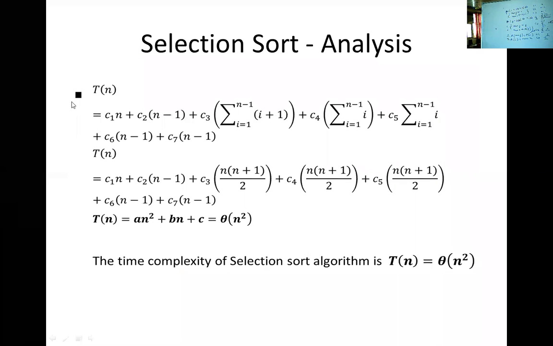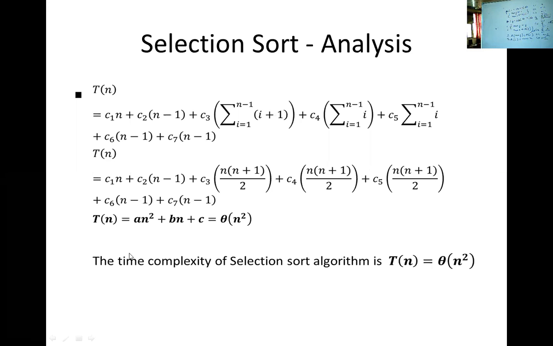So it is written as C1 n, C2 into n minus 1, equating all these costs. C3 is i equal to 1 to n minus 1, i plus 1. C4 is i equal to 1 to n minus 1, i. C5 is i equal to 1 to n minus i. C6 is n minus 1, and C7 is also n minus 1 times because it is in the loop. So we can write it this way. Sorry, it was in the loop, so it has to be executed n minus 1 times. Right? It will take 1 unit of time.